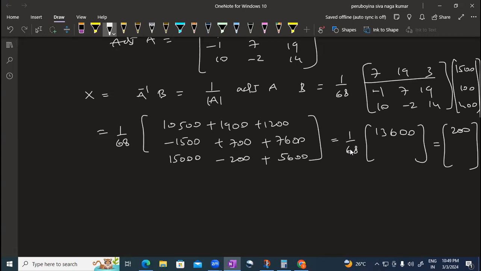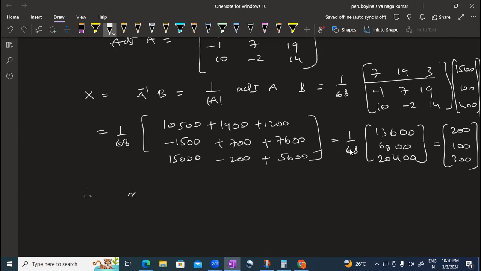And look here, 7600 plus 700 minus 1500 will be 6800, divided by 68 means 100. Next, 15,000 minus 200 plus 5600 will be 20,400 divided by 68. It will be 300.